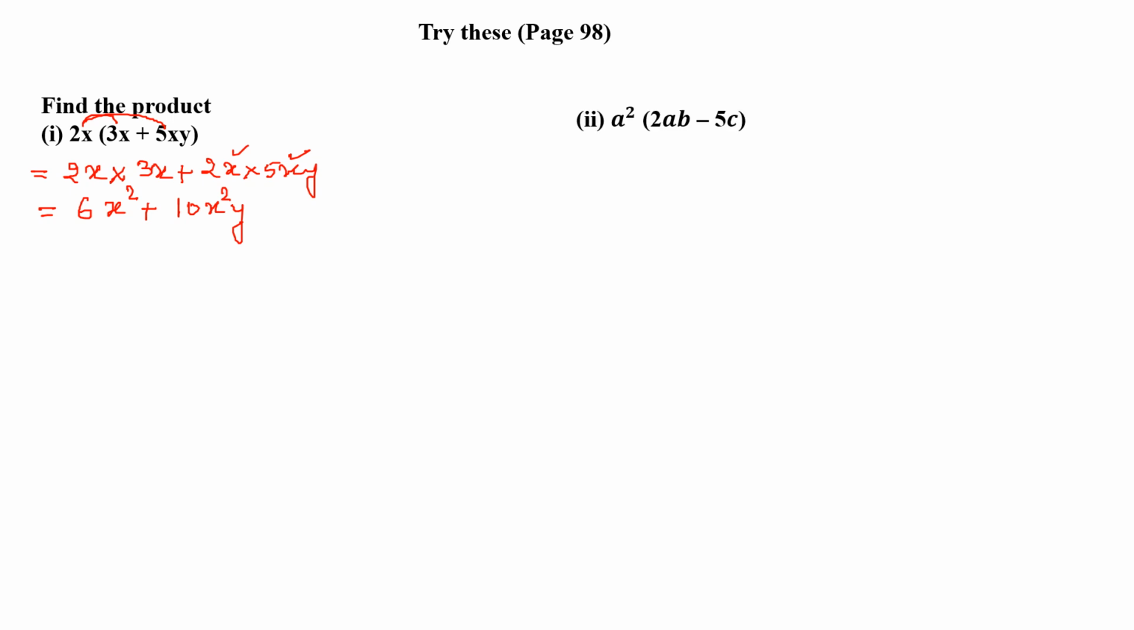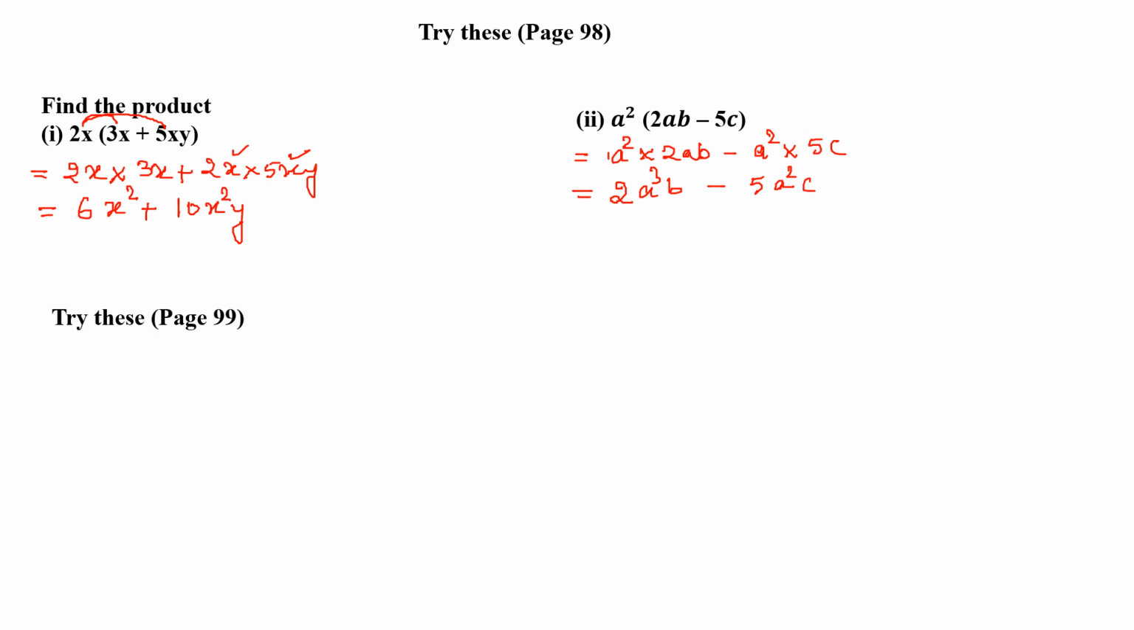Now next question. So you can pause the video and solve by yourself. So here you have to multiply a square with 2ab minus a square multiplied by 5c. So a square into 2ab. So first you have to write 2 because here is 1, 1 into 2 is 2. Now a square into a will give you a cube b, minus 5a square c. So this is the product.